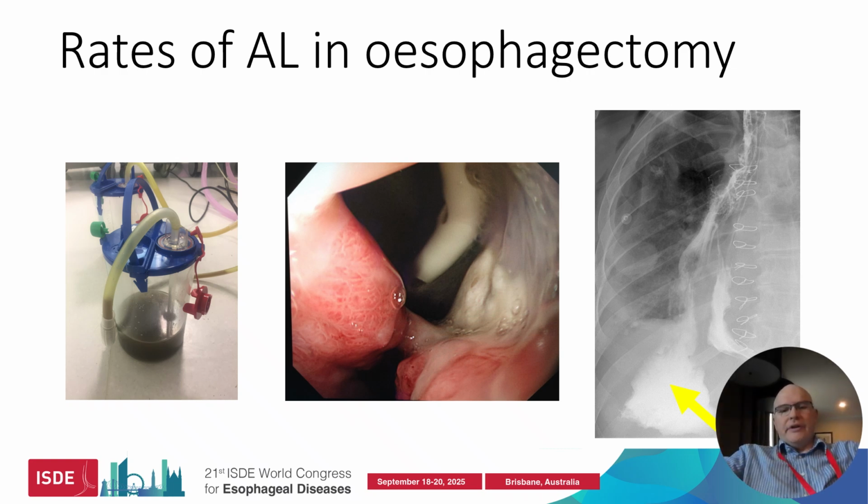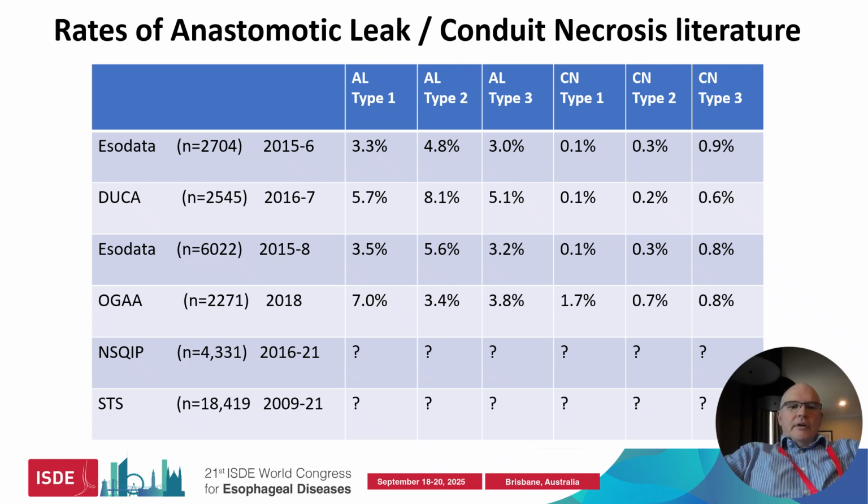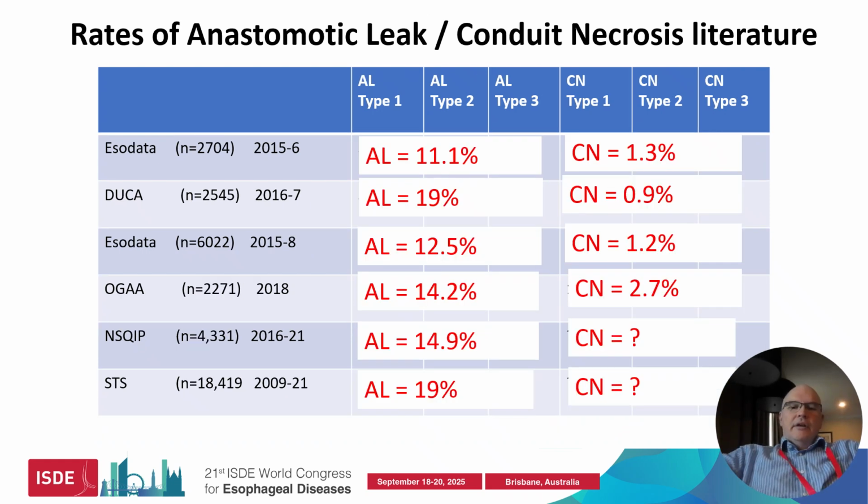And these are some pictures of sadly anastomotic leaks that I've had in my experience: bile in the drain, big endoscopic defect, and a big collection on contrast swallow. And the rates of anastomotic leakage and conduit necrosis vary in the literature, and the rates vary between 11 and 19% for anastomotic leak, and 0.9 to 2.7% for conduit necrosis, which do seem high compared to other parts of the GI tract.